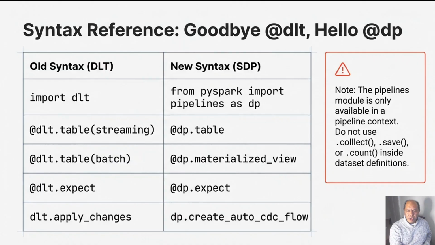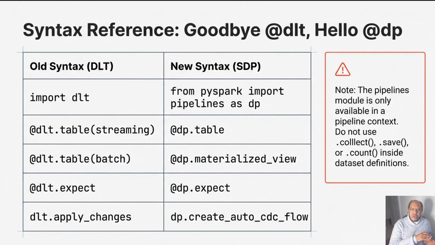The red warning box on the right is critical. Now, the pipeline module is only available in a pipeline context. This means, and this is important here, the pipeline module is only available in the pipeline context.